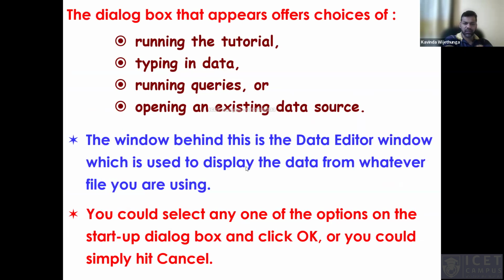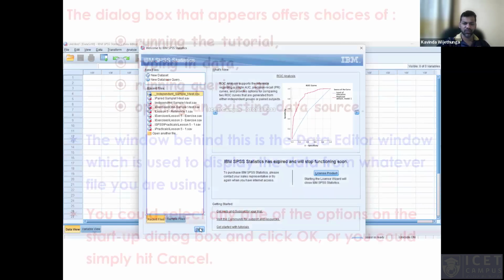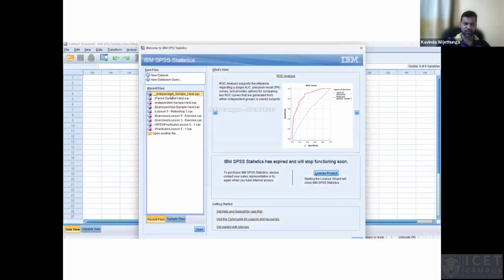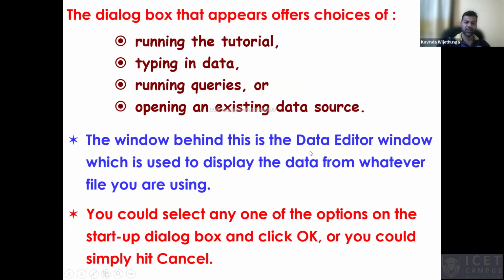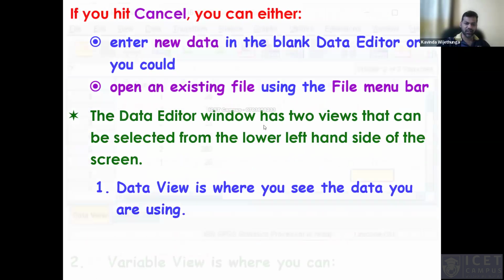The window behind this is the data editor window, which is used to display data from whatever file you are using. You could select any type of option in the startup box. If you click OK, or you can simply hit cancel. You can put the file here and open it. Also, you can simply cancel and go to this data view.